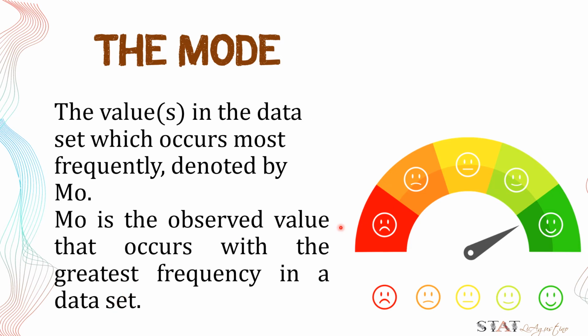For example, what is your mood, or what is your temperament most of the time? What are your feelings most of the day? Are you sad, very sad, just no feelings, happy, or very happy? That is the mode: the observed value or characteristic that occurs with the greatest frequency. Determine the mode by counting the frequency of each observed value and finding the observed value with the highest frequency.